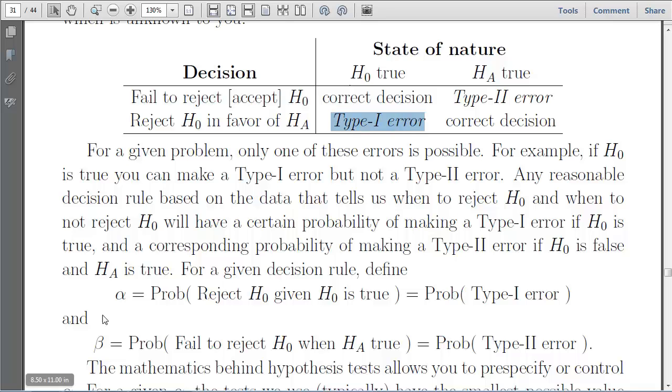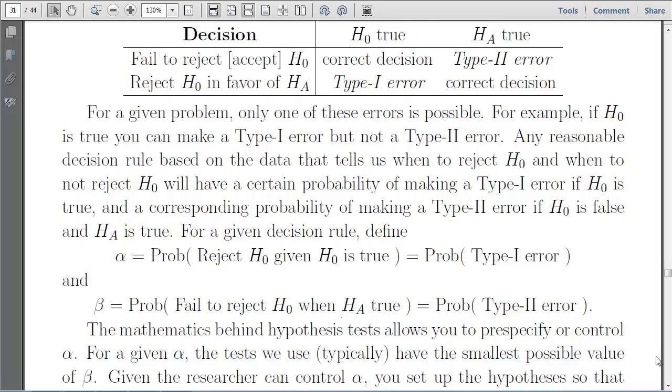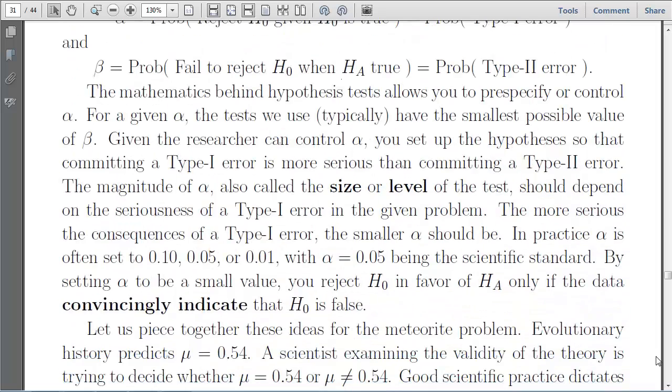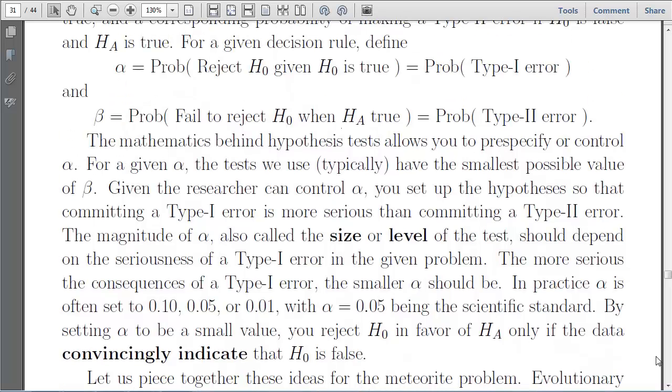And the probabilities of making errors are given Greek letters. The type 1 error is called alpha. That's the probability of rejecting the null when it's actually true. So that's the probability of type 1 error. Beta is the probability of making a type 2 error. That's when we fail to reject the null, but the alternative was true. And there's another value called power, which we'll talk about a little bit later.